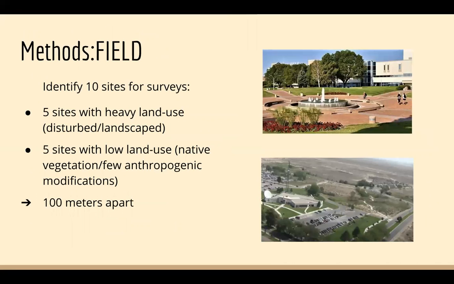To test this, I first identified 10 sites to conduct surveys at Colorado State University, Pueblo. 5 sites had heavy land use, meaning they were heavily disturbed or considered landscaped areas, and 5 sites had low land use, meaning that plenty of native vegetation existed compared to other areas on campus, or had a few anthropogenic modifications. Each site was about 100 meters apart from each other as well.